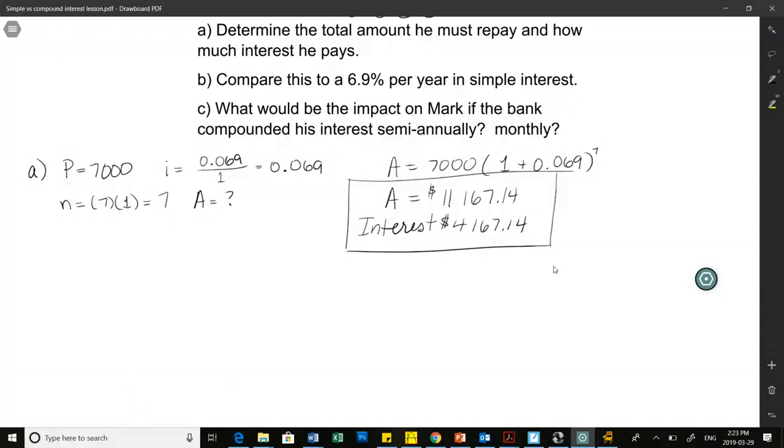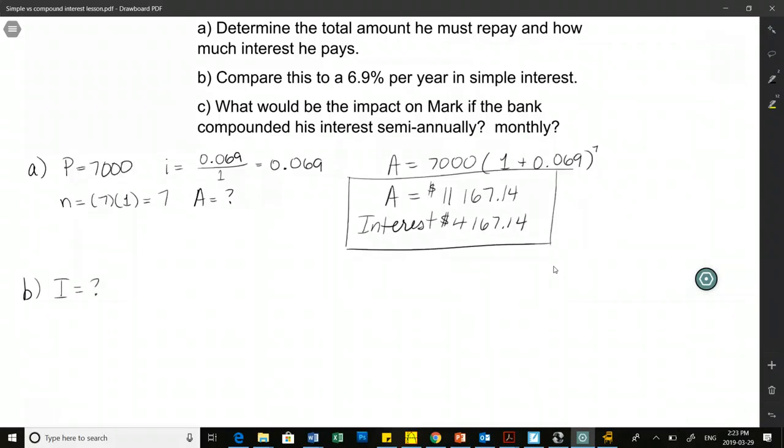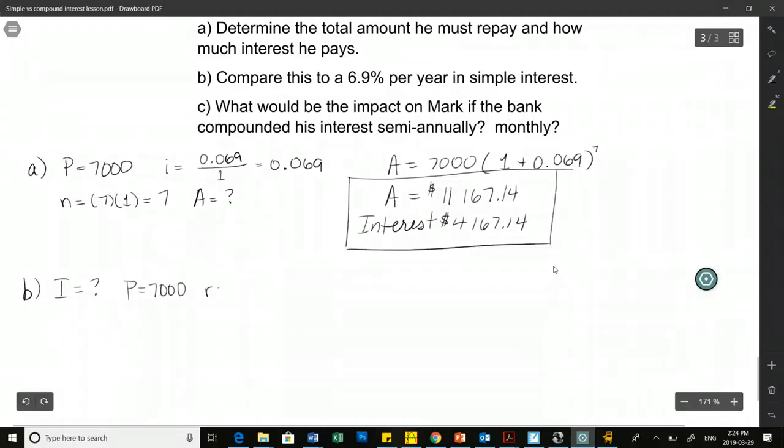Okay, suppose this were simple interest. If we were doing I equals PRT, let's see how much he would have to pay back without compounding, so without having to pay interest on previous interest. Our P is still going to be 7,000. Our R is our interest rate as a decimal, and our T is time in years, so 7 years.